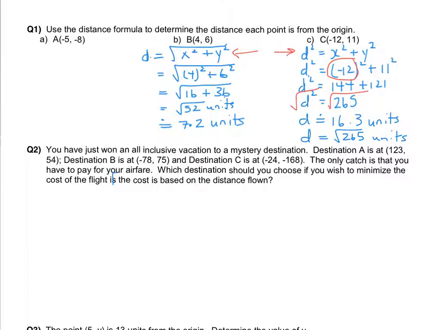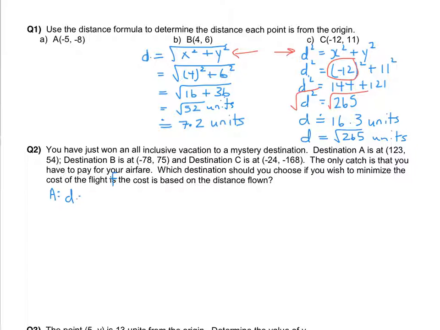If, I have a typo, of course I do, if the cost is based on the distance flown. So in other words, we want the shortest distance because the shortest distance, in this case, if it's based on the distance flown, will be the cheapest one. And right now, Mrs. Logan does not have a lot of extra money, so she's got to take that into consideration. All right, so for A, we could get its distance.